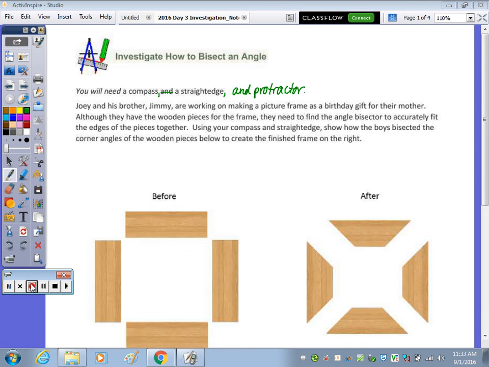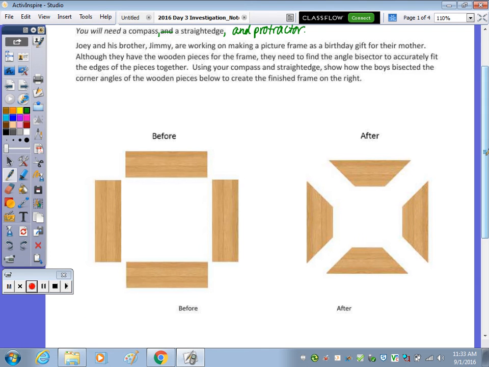Okay, so given the following scenario, I'm just going to read and highlight below in our picture. Joey and his brother Jimmy are working on making a picture frame as a birthday gift for their mother. Although they have the wooden pieces for the frame, so here are the wooden pieces, or the before on the left, they need to find the angle bisector to accurately fit the edges of the pieces together.